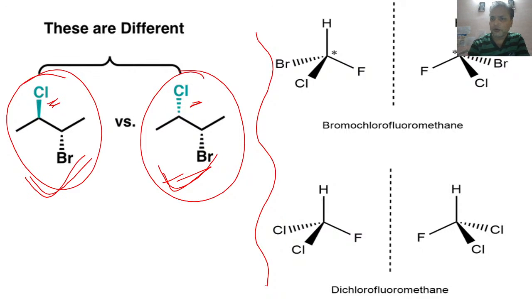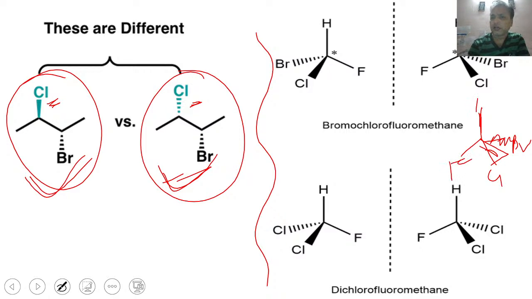So the compound is shown here: you have bromine, chlorine, fluorine, and hydrogen. This is the compound. If I put a mirror, this compound, the central carbon of this, is an asymmetric carbon.